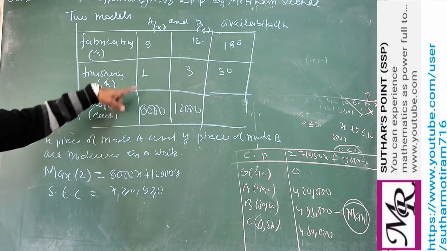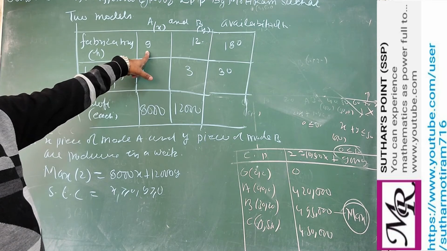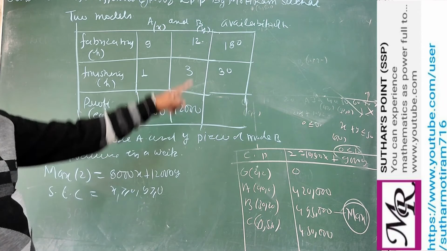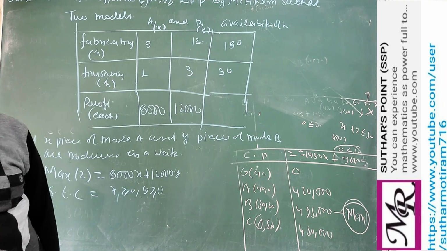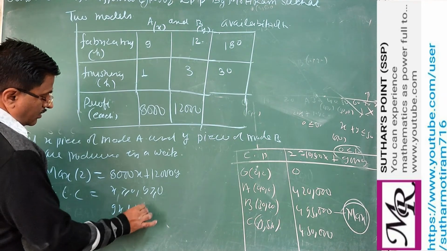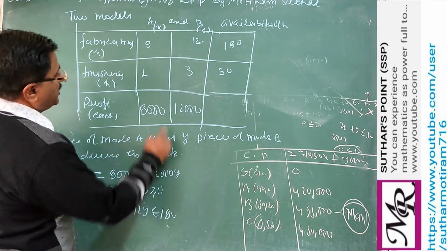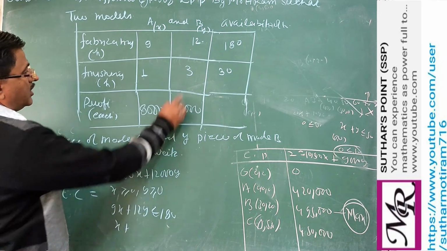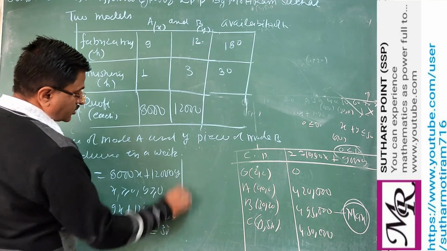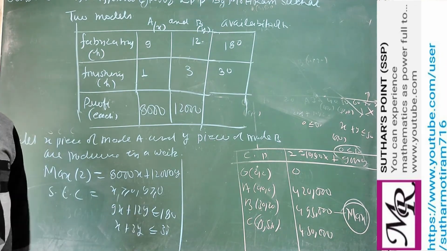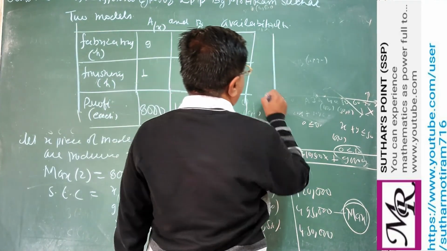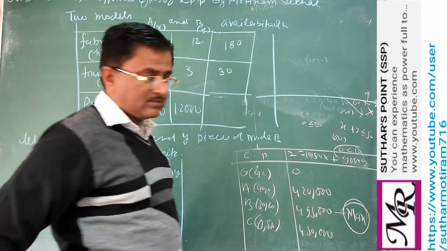Now also, 9 hours for fabricating model A and 12 hours for B, so the total is 180. So 9x plus 12y should be less than or equal to 180. Similarly, 1 hour plus 3 hours for each, and for x and y we multiply, that will be x plus 3y less than or equal to 30. Now dear student, you draw the graph of the corresponding equations. So easily we can find these values.